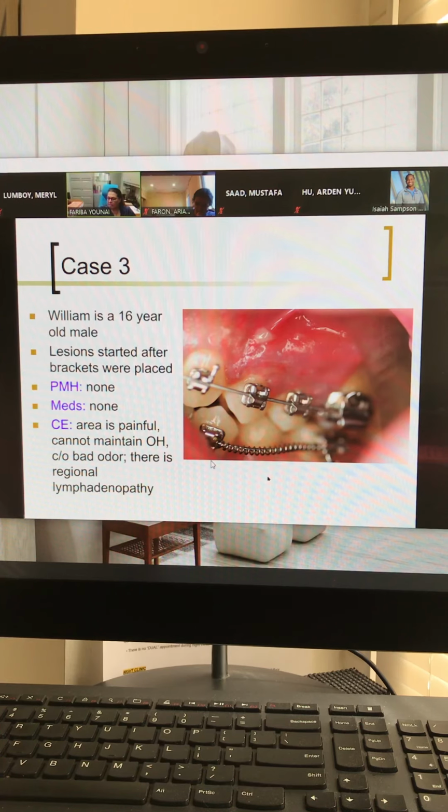He does have bad breath. He thinks that this is causing significant bad breath. And of course, he feels that there is a lymph node under the jaw that is hurting him. So take a look at the distribution. So you have a little bit of change in the tissue here, and then you have, of course, this area here.